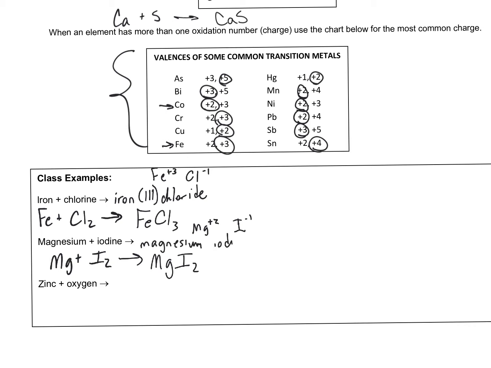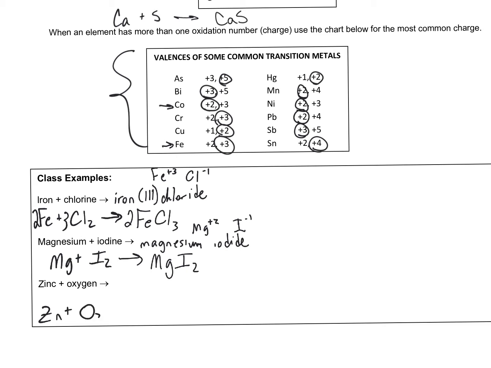I did forget, before we move on, you do have to balance your equations. So the one we just did, magnesium plus iodine, that conveniently comes balanced. However, the first one, iron plus chlorine, we do need to go back and balance. And now we're good. Last but not least, zinc plus oxygen.